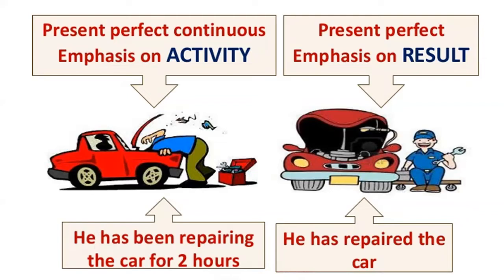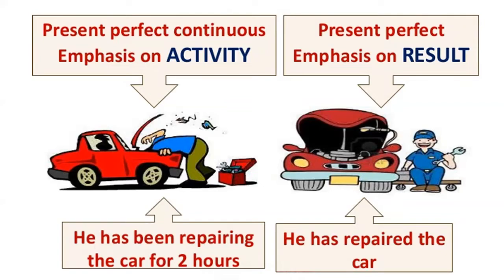So we can say present perfect tense emphasizes the result, the finished and completed task, while present perfect continuous tense emphasizes the activity that has started in the past and continued up to the present.